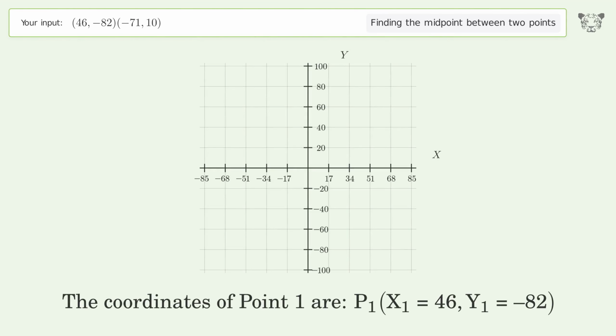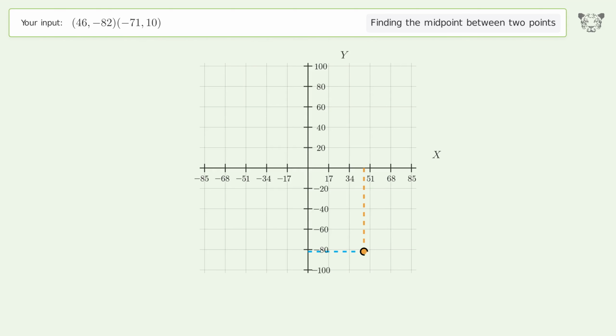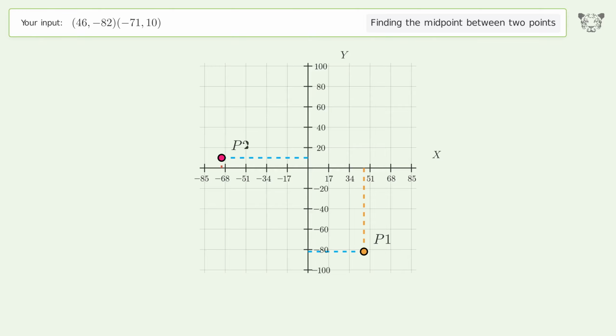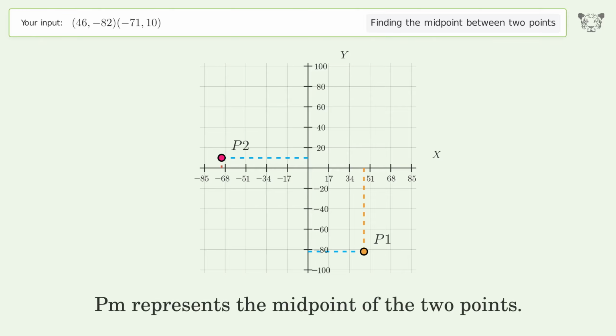The coordinates of point 1 are, x1 equals 46, y1 equals -82. The coordinates of point 2 are, x2 equals -71, y2 equals 10. PM represents the midpoint of the 2 points.